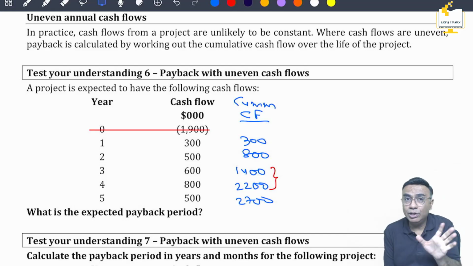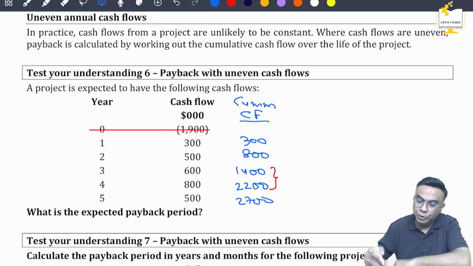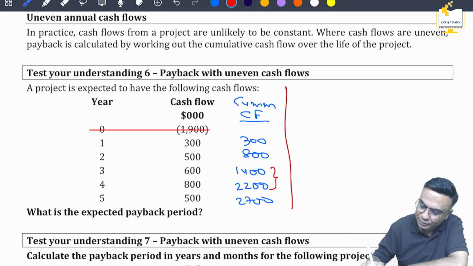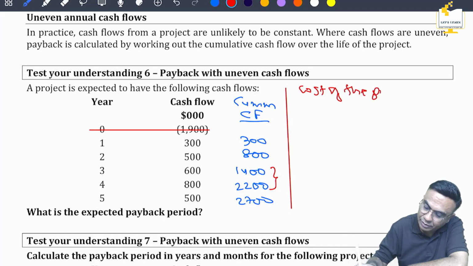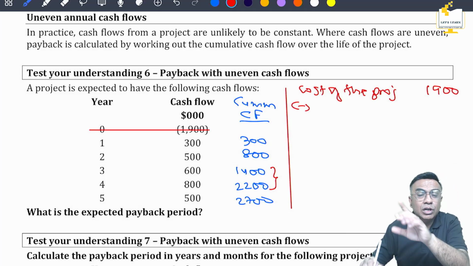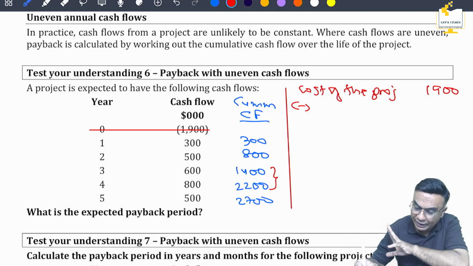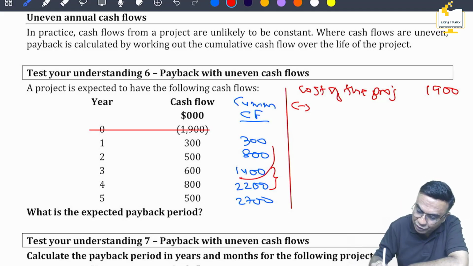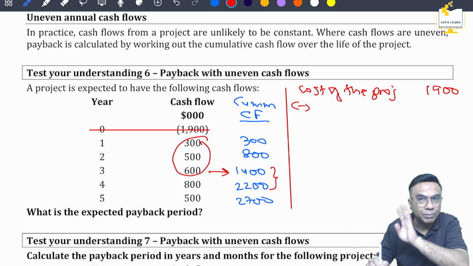Exact 3 years you're not getting. You're not getting exact 4 years. So how you are going to present this? So write like this: cost of the project. What is the project cost? 1900 less how much you're going to recover up to year 3. Up to year 3, 1400. Here this one, right? So this 1400 you are going to recover up to year 3.